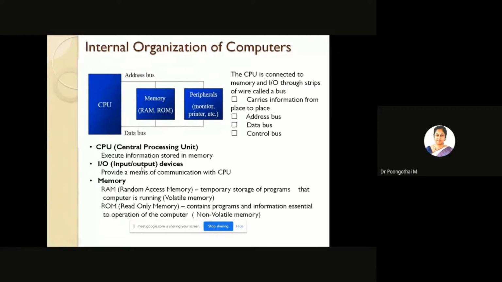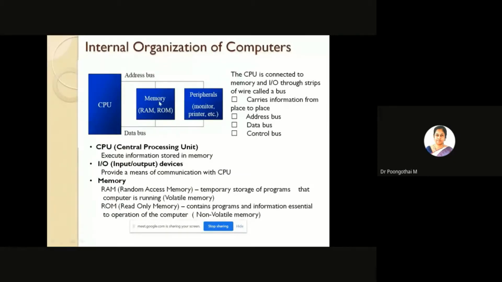And the second one is the IO device. The function of this IO device is to provide a means of communication with the CPU. Also, the user, that is the programmer, can interact with the CPU through this peripheral device only. They are used for giving input or taking output from the CPU.